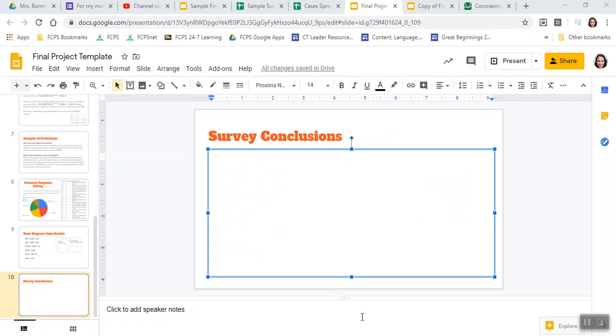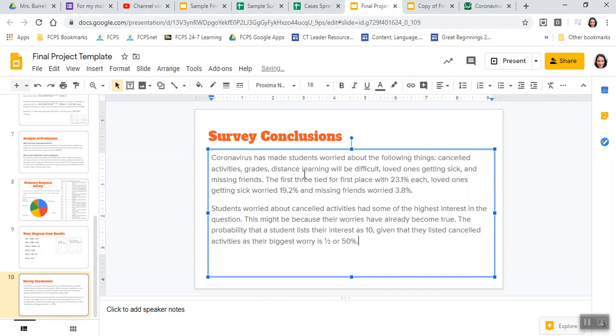All right, and finally we need to make some conclusions about your surveys and the probabilities that you found. So I wrote one paragraph of conclusions just about the results from the surveys, things that I found interesting. So the things that worried students the most were canceled activities, grades, distance learning will be difficult, and loved ones getting sick and missing friends. And I wrote down the percentages I got for each one.